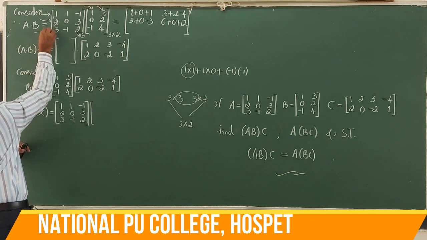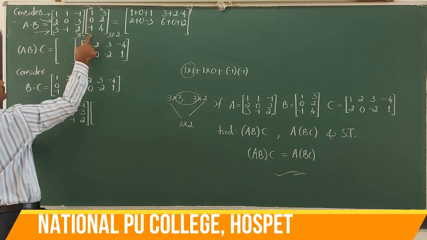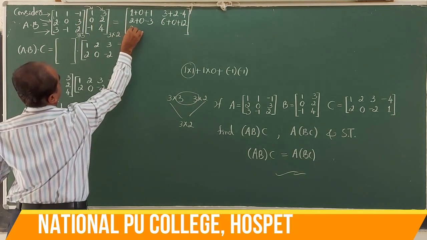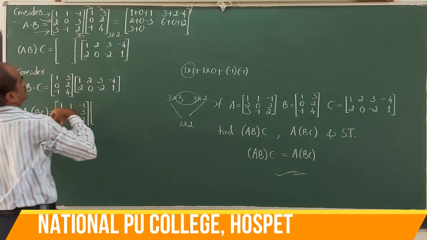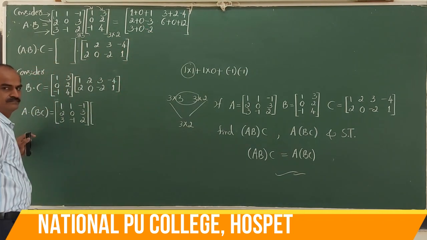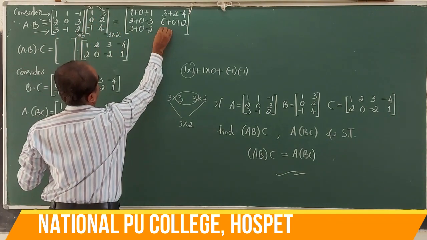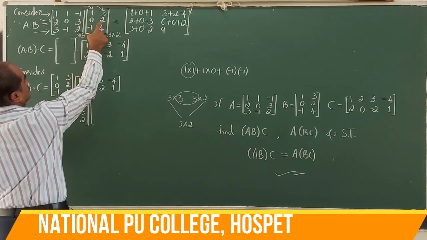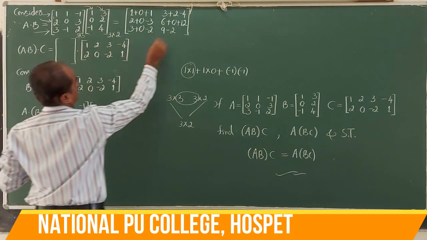Next, take third row elements. Third row, first column. 3 into 1 plus minus 1 into 0, 0. 2 into minus 1, minus 2. Third row, second column. 3 into 3, 9. Minus 1 into 2, minus 2. Plus 2 into 4, 8.